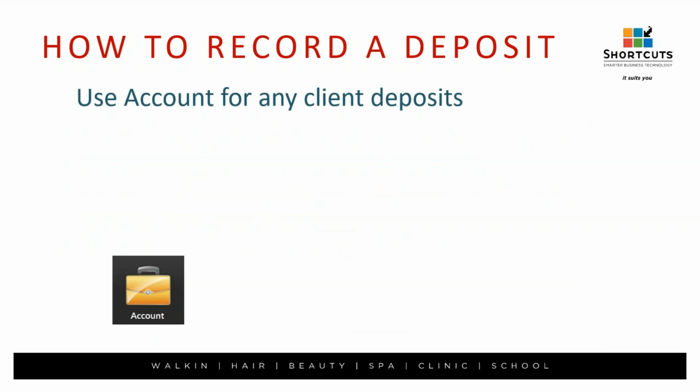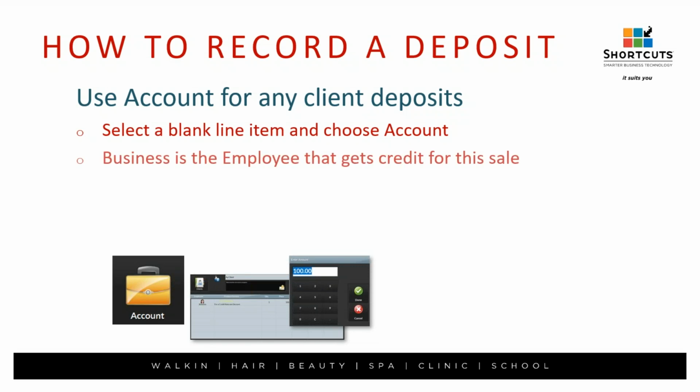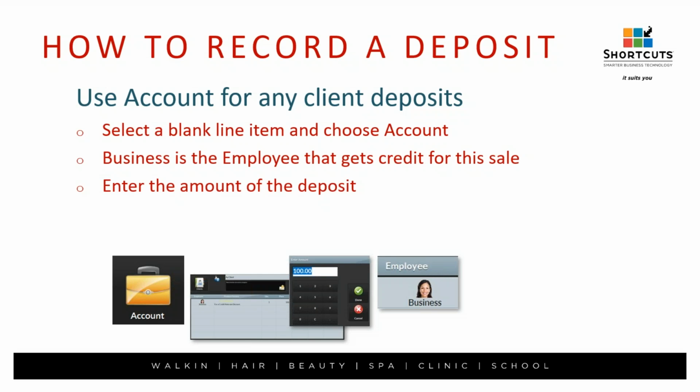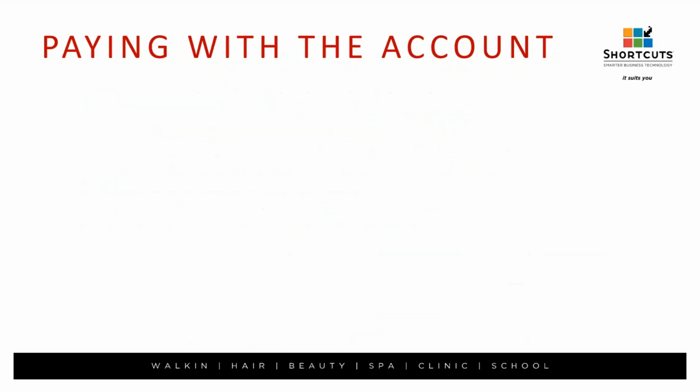Now, what about accounts? They work similarly. If a customer leaves money on the account, then you can press the briefcase button and tell Shortcuts how much money the customer is using from their account. Is it the entire amount or is it a portion of the amount? So if the customer was getting extensions and the minimum deposit was $100, I would type in and tell Shortcuts they are using all $100 of their deposit. And then once I do that, Shortcuts will say, okay, now they have to pay the difference using a different payment type.